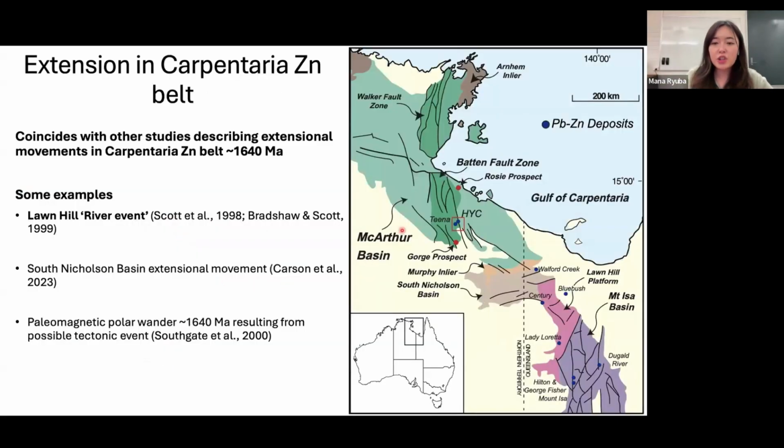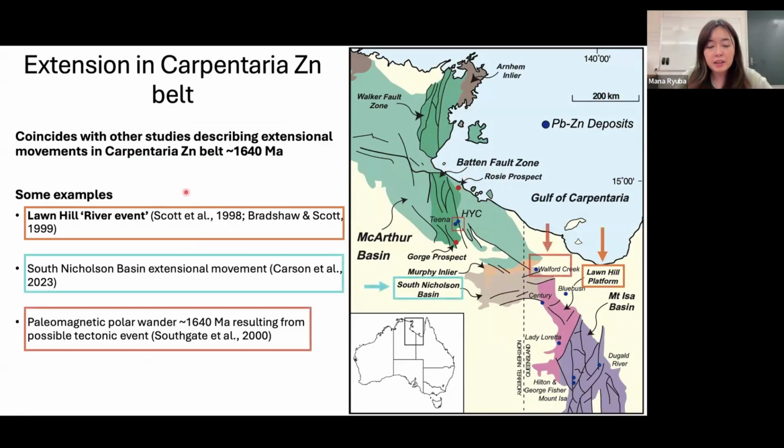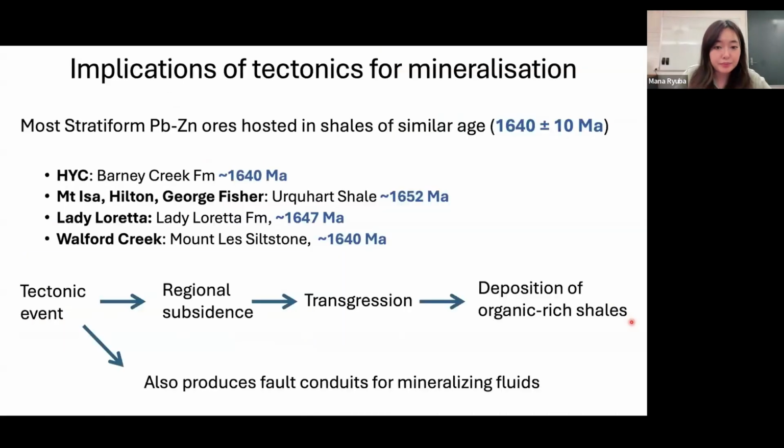So this extensional event seems to explain what is happening in the McArthur Basin, but it happens to also coincide with other descriptions of extensional movements in other parts of the Carpentaria zinc belt. One example is from the Lawn Hill platform. This is the river event that was described by Scott and others from seismic data. And then we also have some geochron studies and paleomag studies in these other parts of the Carpentaria zinc belt. So essentially, this is suggesting that this tectonic event is actually affecting the whole of the Carpentaria zinc belt, not just the McArthur Basin.